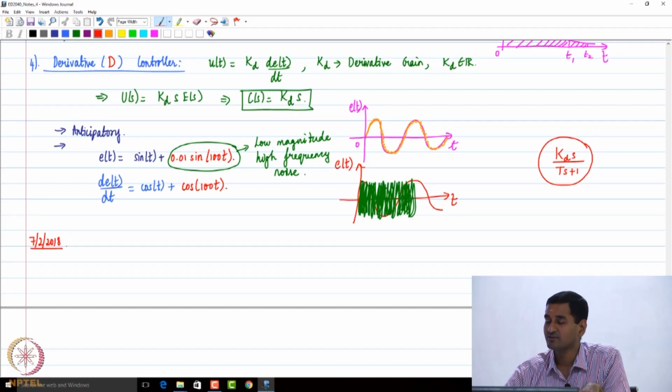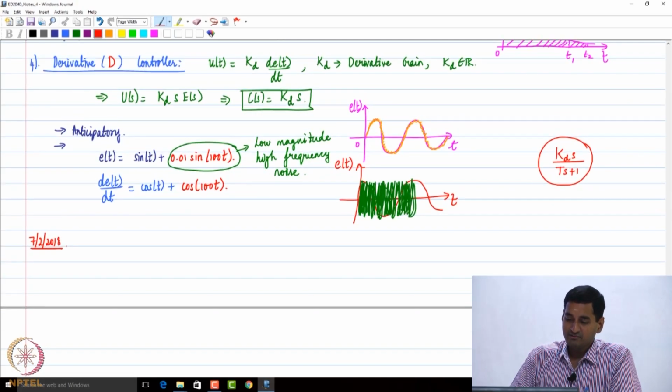Because one limitation of derivative control is that it can accidentally amplify low amplitude, high frequency noise. That comes up during practical implementation. So that's an issue with derivative control, and for that purpose typically the signal is filtered out. Okay, so let's continue from here.